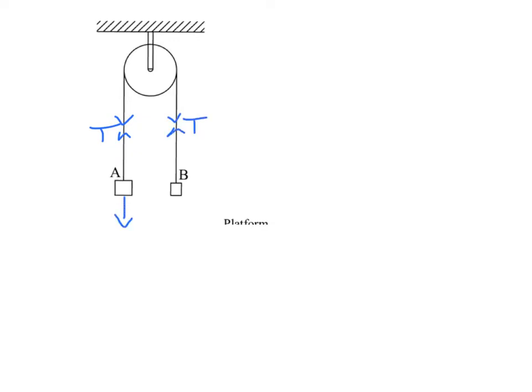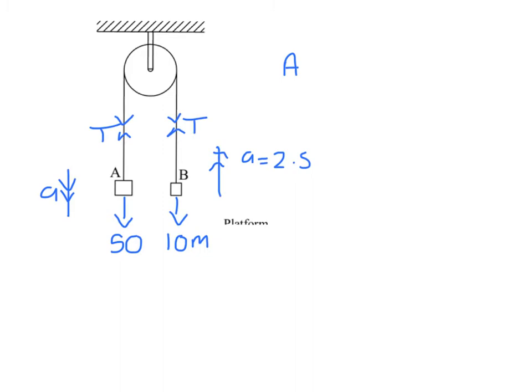A has mass 5, so its weight will be 50, and B has mass m, so its weight will be 10m. We're told that m is less than 5, so A will go down and B will go up with acceleration a, which we know is 2.5. So if we deal with A, the resultant force in the direction of motion is 50 minus T, and that has to equal mass times acceleration, so that's 5 times 2.5, 12.5.